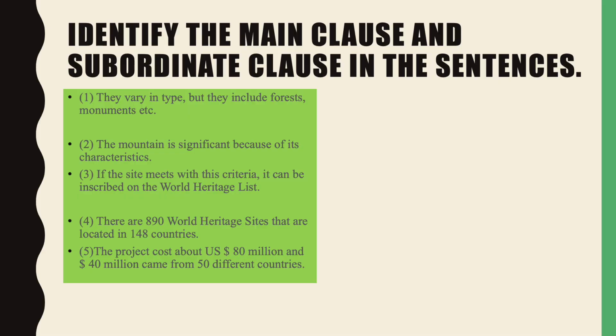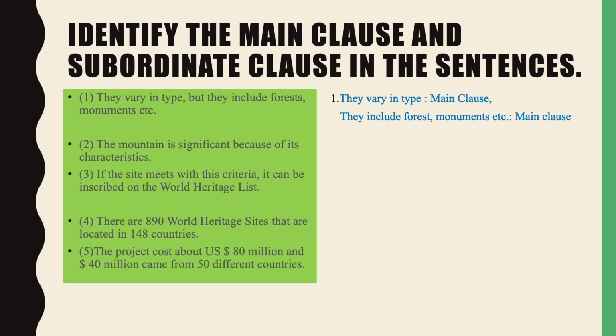Let us understand this further by the following examples. The first one: they vary in type, but they include forest monuments. Here, they vary in type is a complete sentence, and they include forest monuments is also a complete sentence. You don't require any other sentences for that. So both are main clauses. There's a particular word for this type of sentence. It is called a compound sentence. We'll be explaining this in our further videos. So the first one, as I said, has two main clauses.